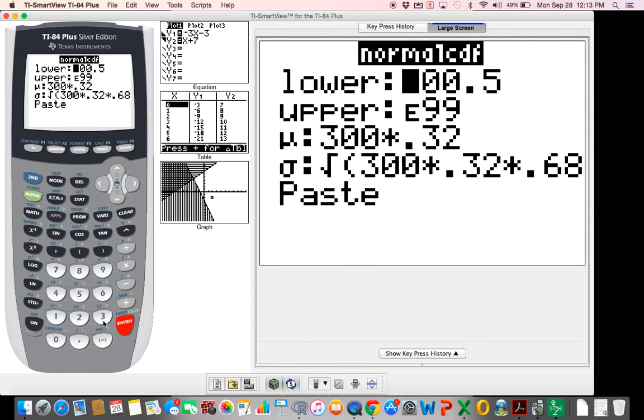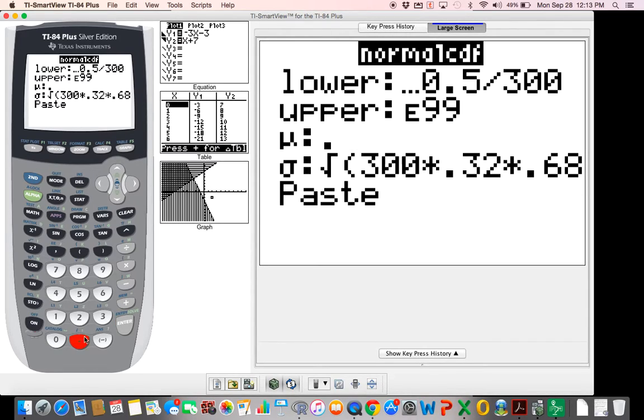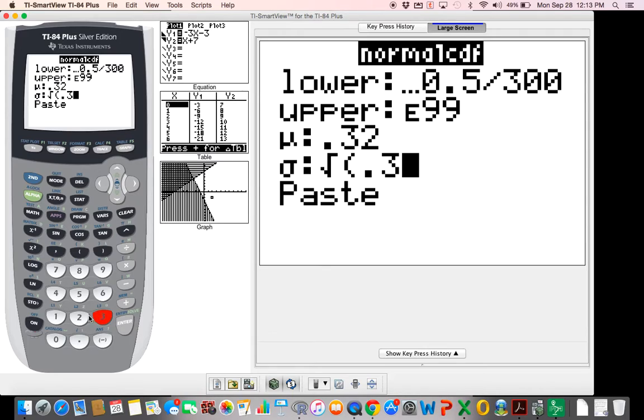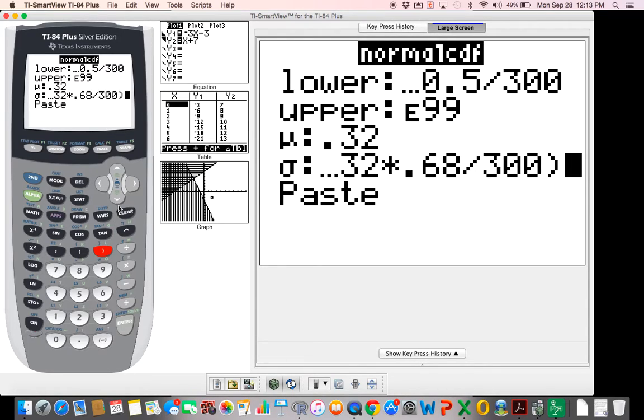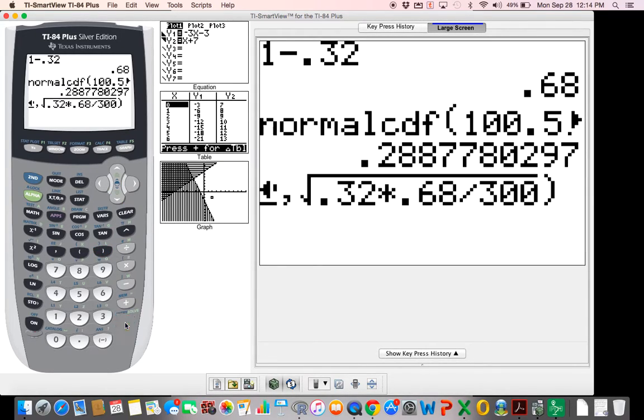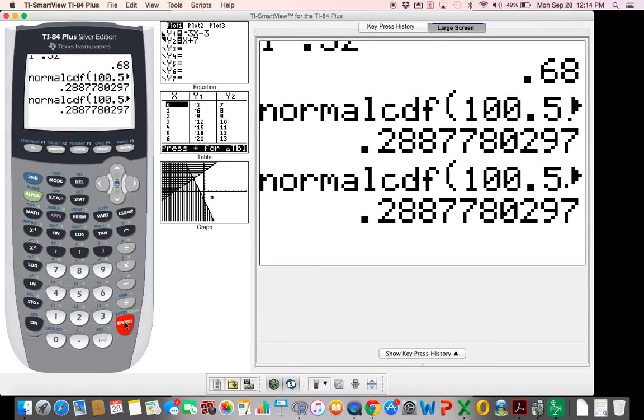Now our focus now is what? On p hat. So we have 100.5 divided by 300, which gives 0.32. Our mean is just 0.32. And our standard deviation is the square root of 0.32 times 0.68 divided by our sample size, which is 300. And close it up. Come down, hit paste, hit enter, and you'll see we get exactly the same answer.